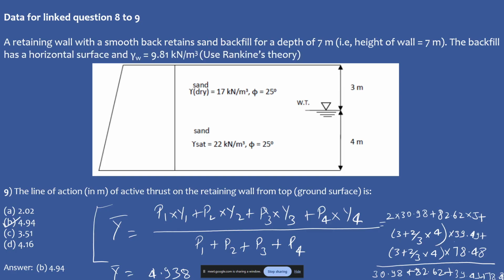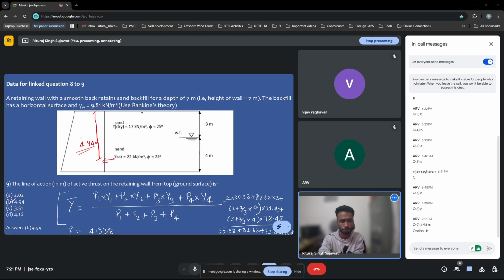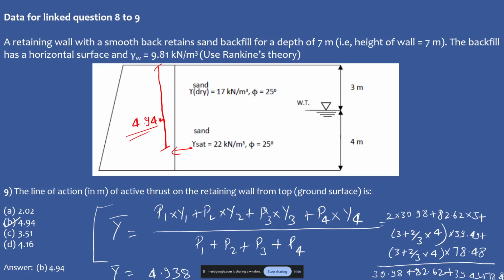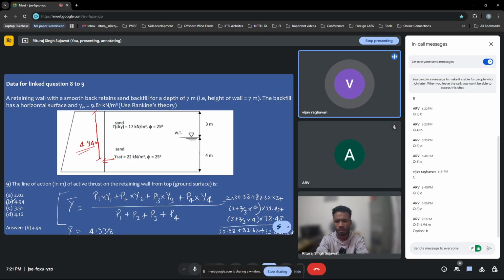So the resultant force which is acting on the retaining wall will be at a height of 3, so it will be acting somewhere here, 4.94 meter. This is the line of action, 4.94. Yes, Vijay, is it from the top or bottom?